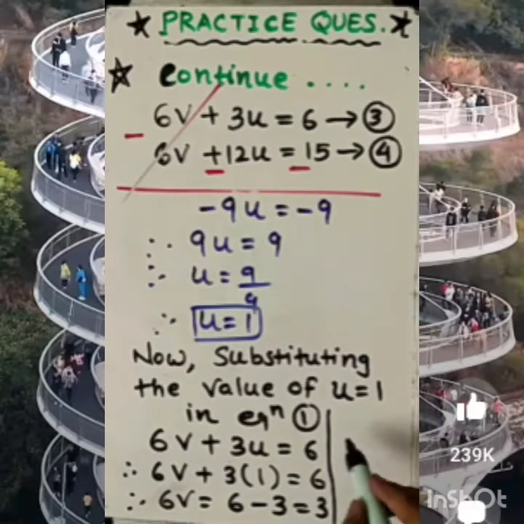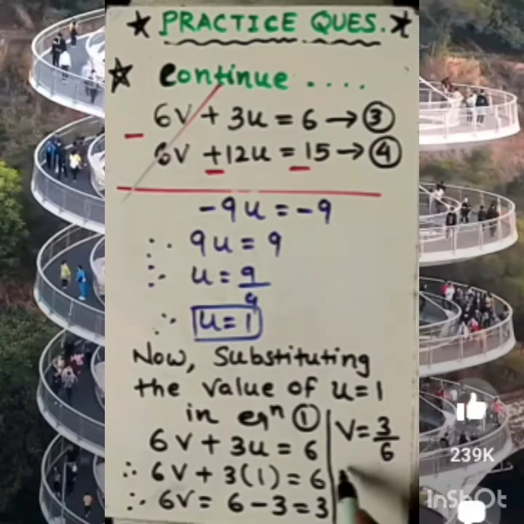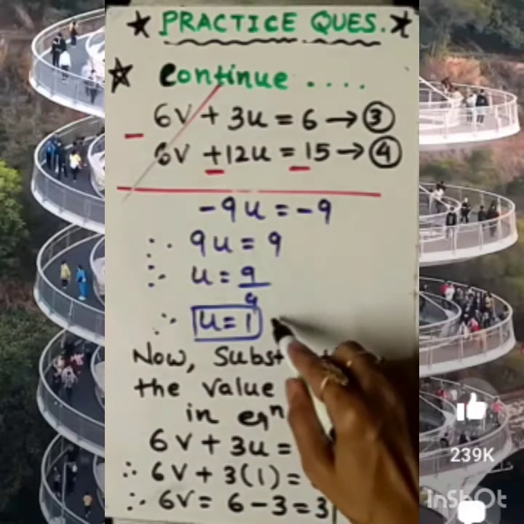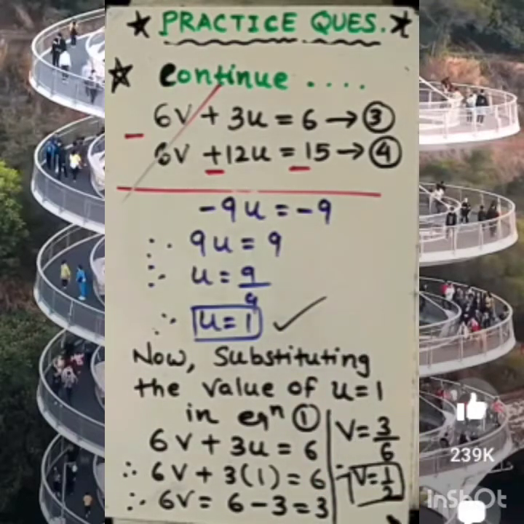Fine. So what will be the value of v? v will be 3 upon 6, since the 6 is in multiplication. So 3 by 6. So of course the value of v will be 1/2. Okay. So the value of u is coming 1 and the value of v equal to 1/2. But this is not the solution, as we want the solution in x and y form according to the question. So let's see how to do further steps.